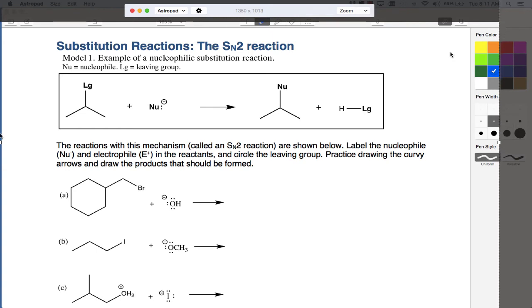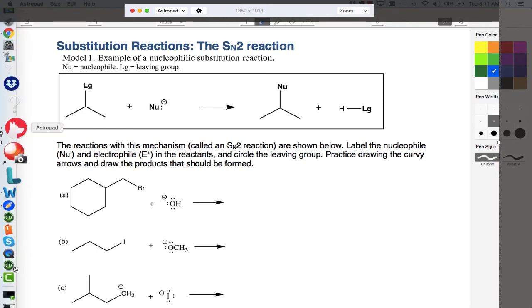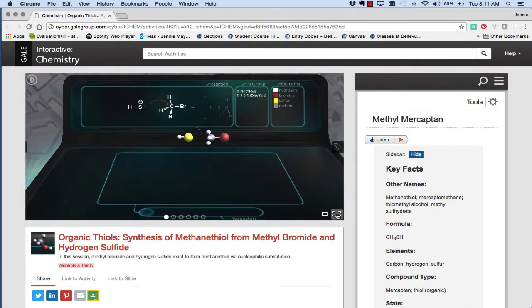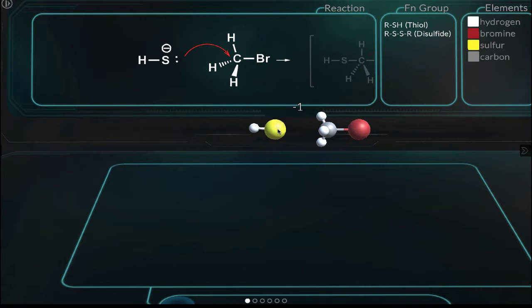How this works is, I think, best demonstrated by an animation that I saw. This is from Gale Interactive. So what we have in this reaction is a hydrogen sulfide ion acting as our nucleophile, and it's going to attack carbon because of a slight dipole here from the bromide being more electronegative. So partially positive, partially negative. And this lone pair is going to attack here. There's an orbital here, a molecular orbital, and this will come in and attack.